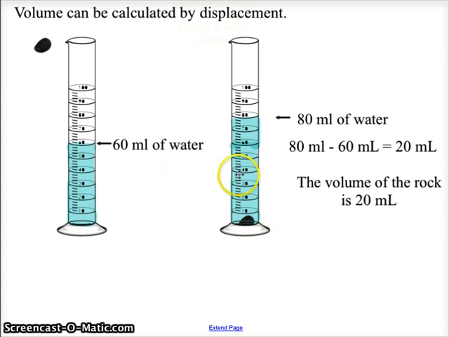So by changing the volume of the liquid, and we use water because water has a value of 1 gram per milliliter or 1 gram per centimeter cubed, we know that the volumes are equal when we place an object in it. The amount of volume that it is changed is the volume of that object.